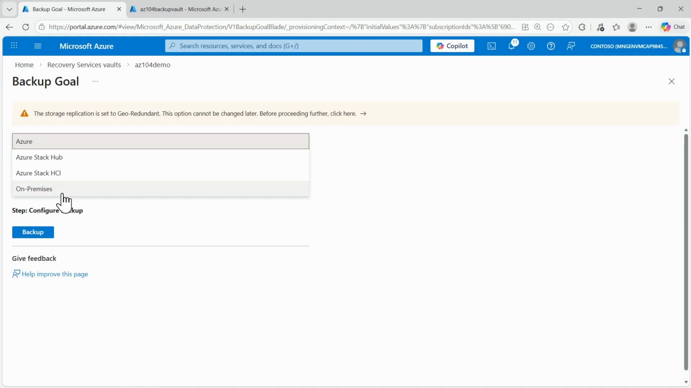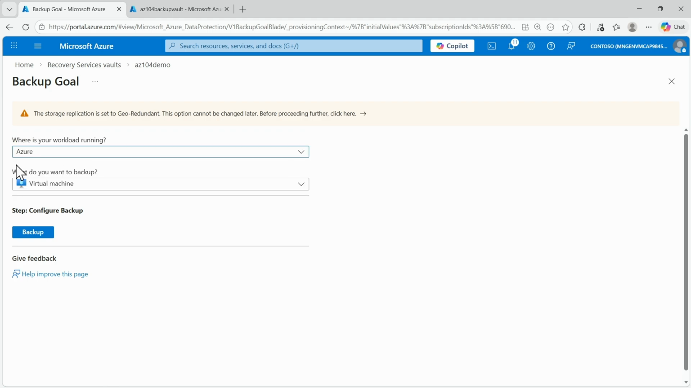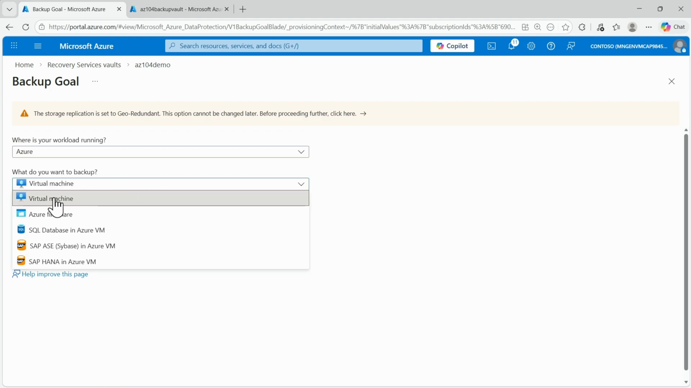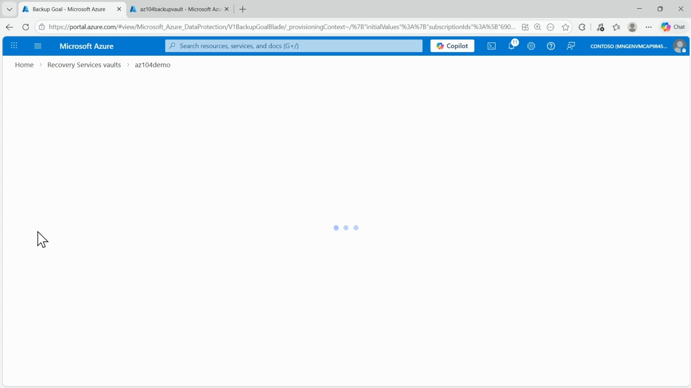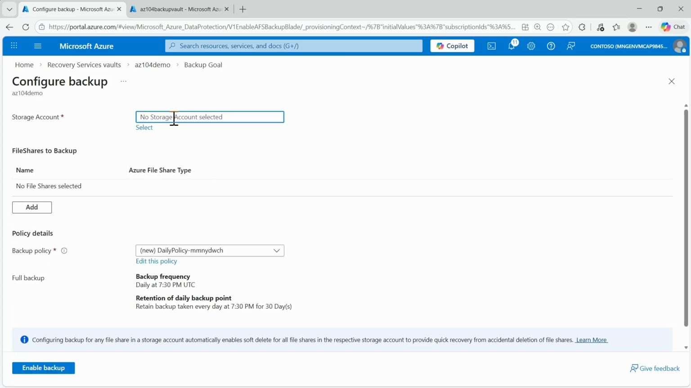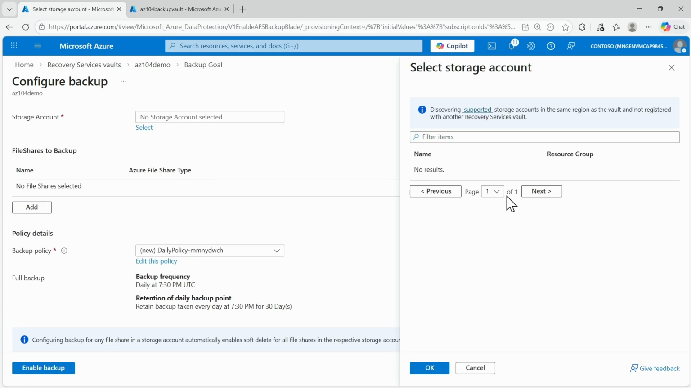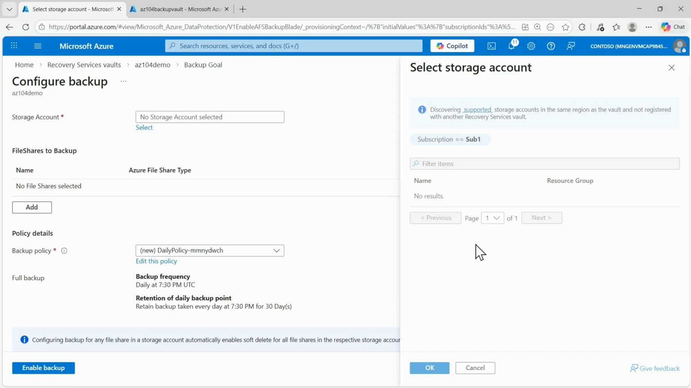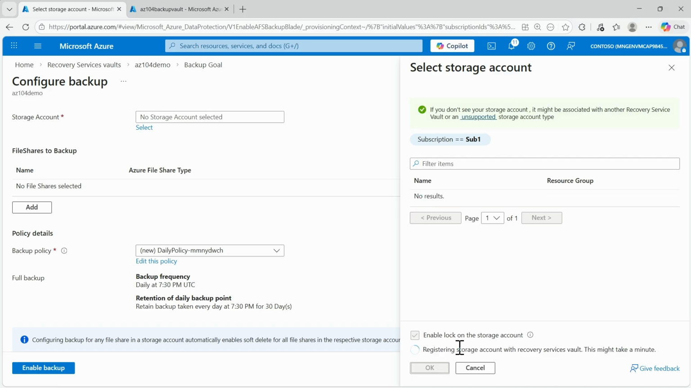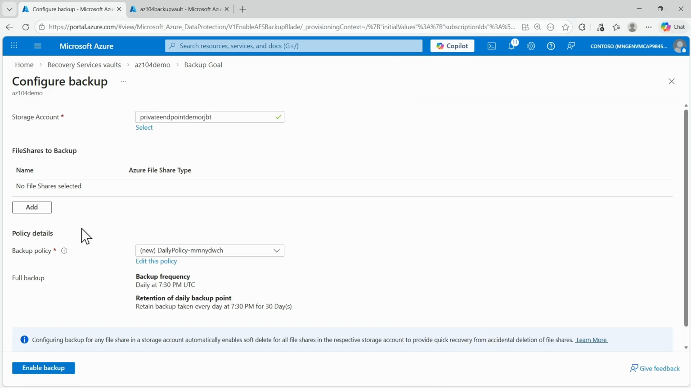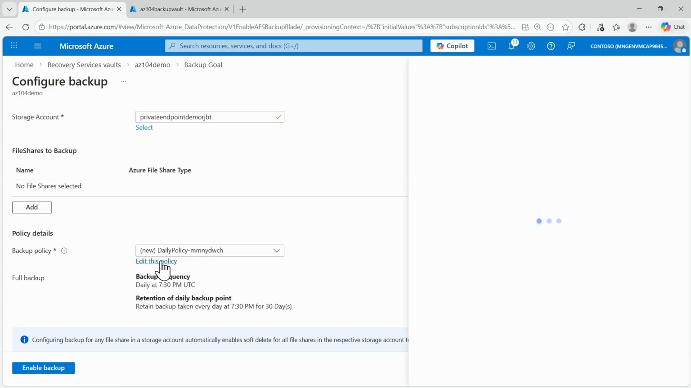But I'm going to an Azure service, and then which service do I want to work with? A virtual machine, and there's the file shares themselves. What is the storage account that I want to work with? Now what I want to do is pick up my policy.